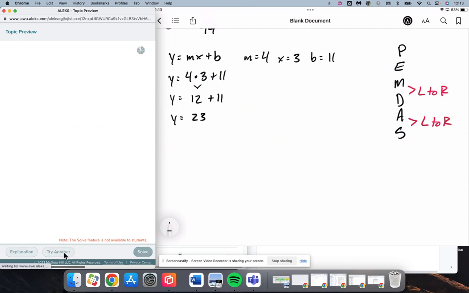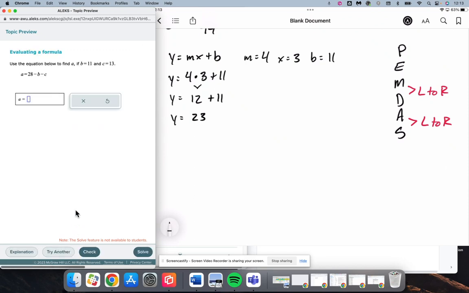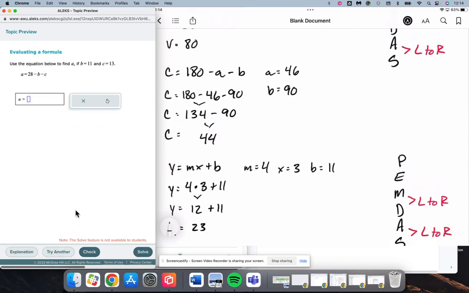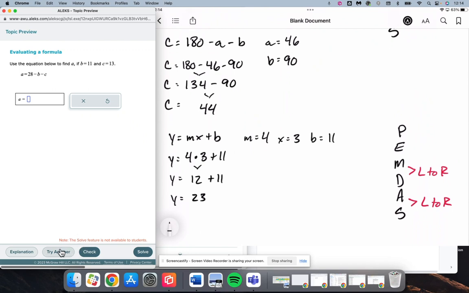Okay, on to another one. That does look like what we had before. Let's try another one. I'm just cycling through problems here for a moment to see if I can find something that looks a little bit different. There we go.